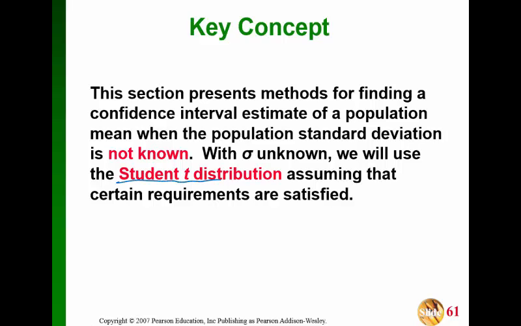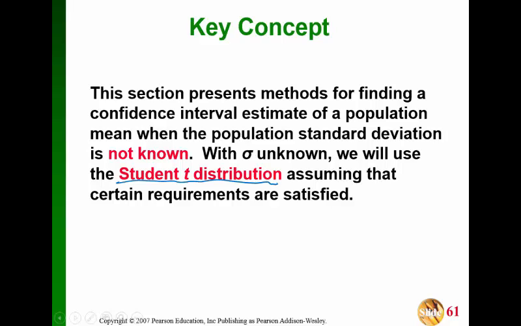It's named after a guy's student. It's not actually his real name. That's his pen name. His real name is Gossett, and he was a statistician that worked for Guinness back in the day, and he didn't want his name to be in the study, so he had to use his pen name, Student. So he came up with this T distribution. What? Irish people, they don't want to stand out so much.